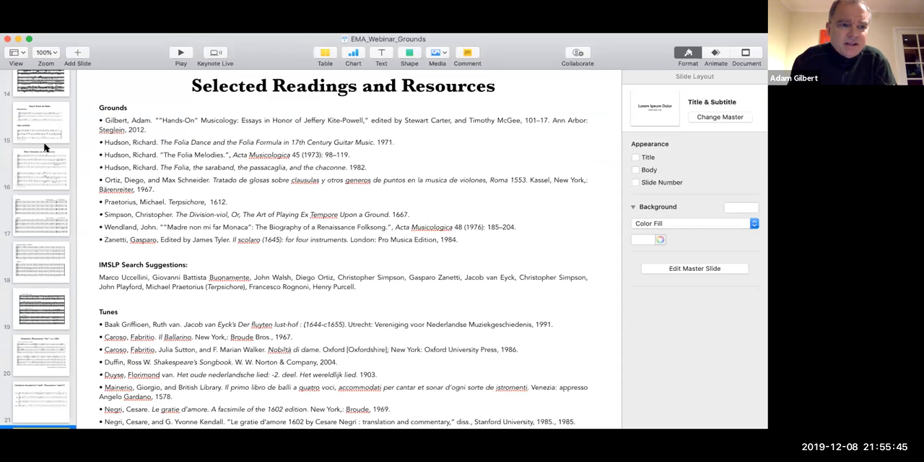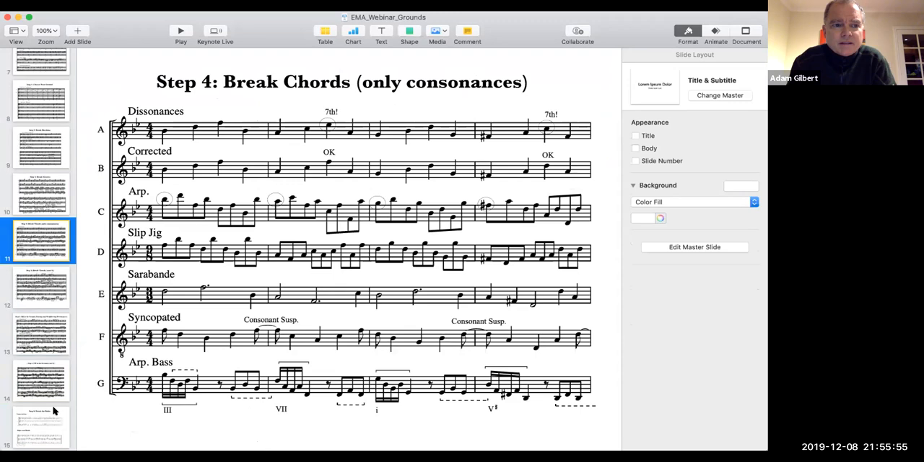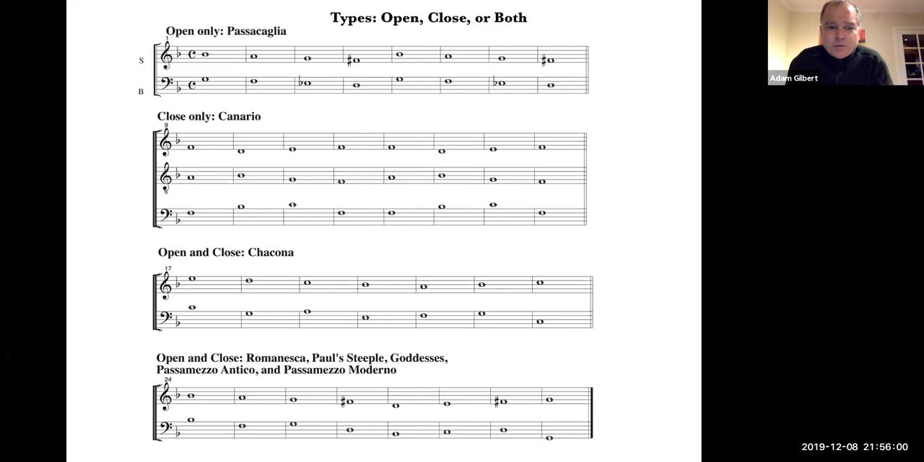The first Chaconnes were really simple, but they're really just: ba dum bum bum, ba dum bum bum, ba dum bum bum. So it's three below, five below, three below, five. So the first four chords of the Chaconne are like the Romanesca.